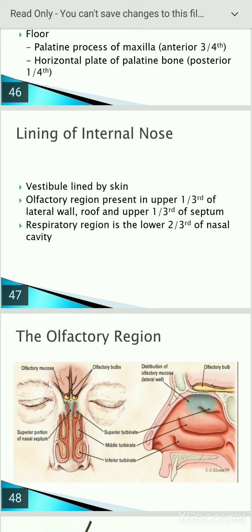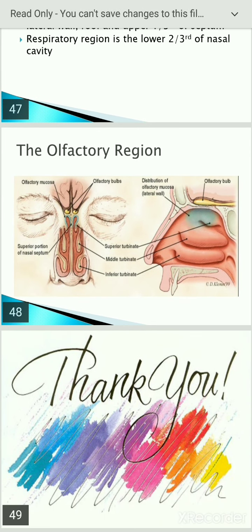Now, lining of the internal nose. The vestibule is lined by skin. The olfactory region is present in the upper one third of the lateral wall, roof and upper third of the septum, and the respiratory region is the lower two thirds of the nasal cavity. This figure shows the olfactory region, and it is useful for olfaction.